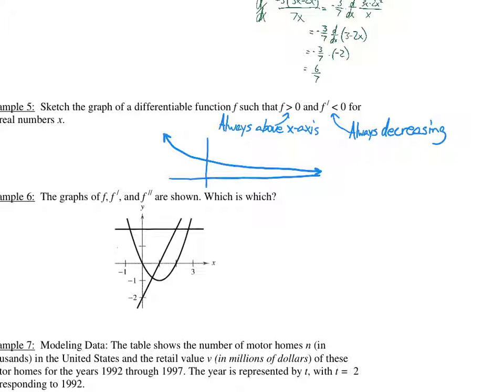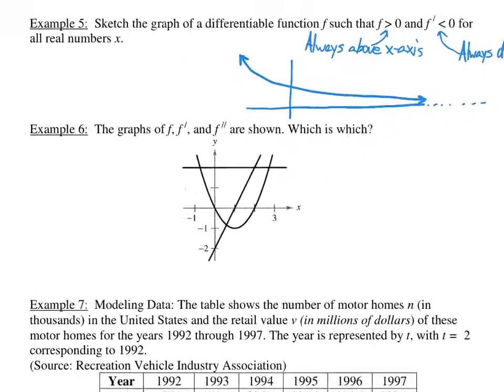Might look something like that, like an exponential decay function. Alright? Notice it's always above the x-axis. We've got an asymptote here at y equals 0 that it's going to approach but never reach. If I took the limit as x approached infinity, then the limit would equal 0, yes. Okay? The last one here.